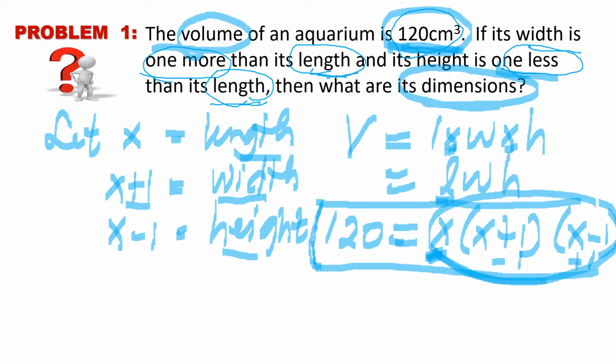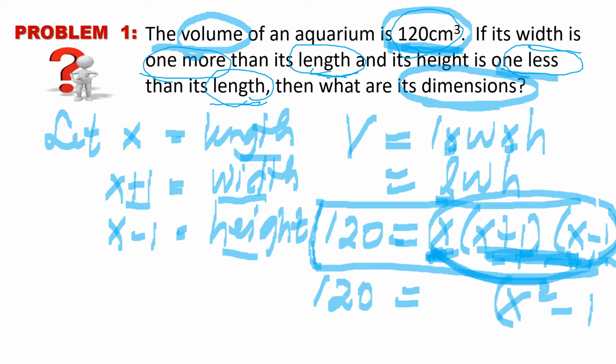Now, if you are asked to find the polynomial, we have to multiply this part, then equate everything to 0. So let's do that. 120 is equal to, let me multiply first x plus 1 and x minus 1 before I multiply by x. But it's up to you. You can also multiply first x by x plus 1 and then multiply the result by x minus 1. But I like it first to multiply these two because it's easier. So x plus 1 times x minus 1 is x squared minus 1. And times x outside, so this will be x cubed minus x.